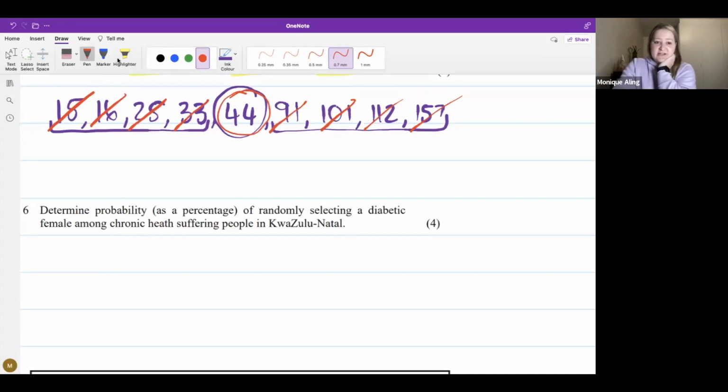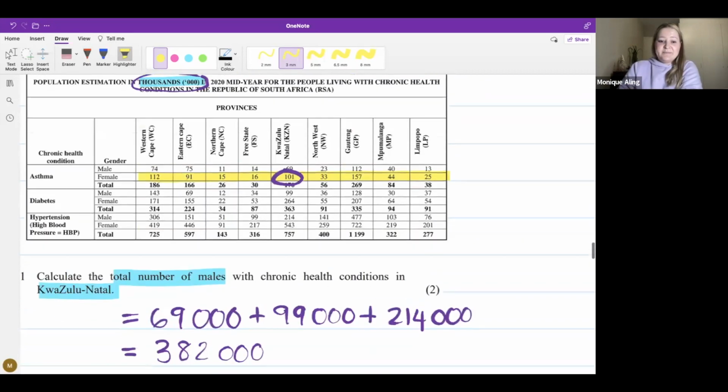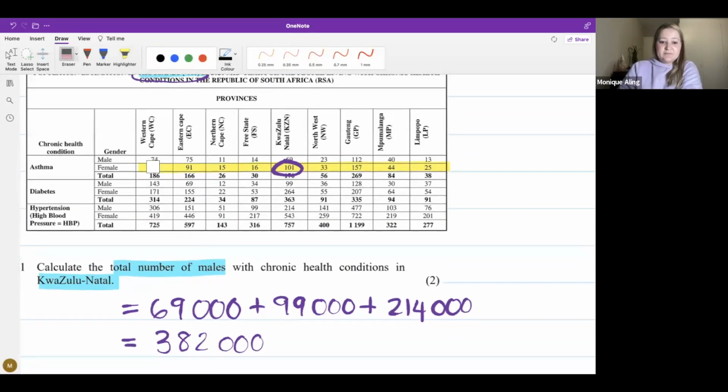Okay. So selecting a diabetic female among everyone that is sick in KZN. Okay, so let's go have a look at those stats. We're looking at KZN specifically. Jasmine's raised their hand. Yes, Jasmine.